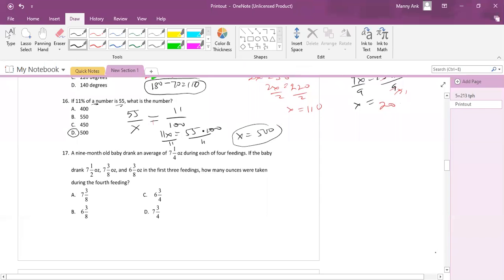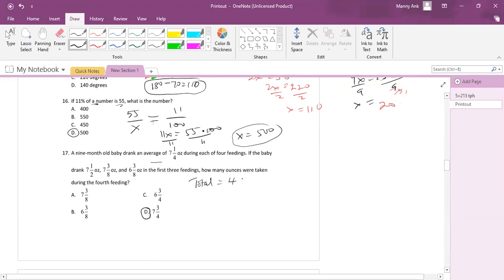Okay. Number 17, the answer is D. Okay. So here you've been given the average feeding. And then you have 3 other feedings. You want to find the 4th one, right? So when they give the average feeding, you can use that to find the total amount of ounces that you have. Average means for each one. So there are 4 of them. I multiply by 4. Then I can find the total ounces of the feeding, of the food.